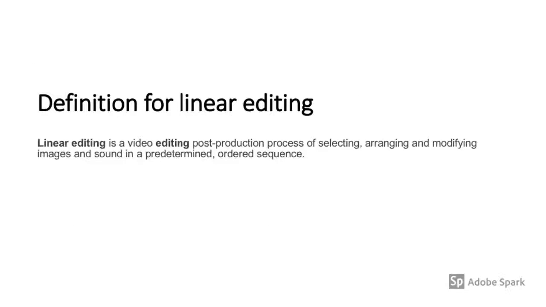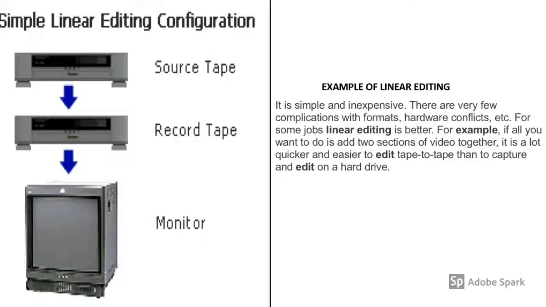So what is the definition of linear editing? Well, linear editing is the process of selecting, arranging, and modifying images and sound in a predetermined ordered sequence. The next clip I'm about to show you here is one example of linear editing. In this slide that I'm showing you here, this is one particular example of linear editing.